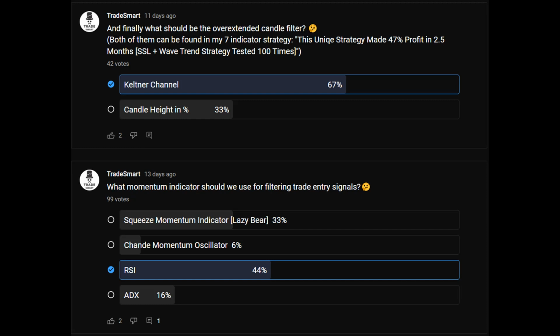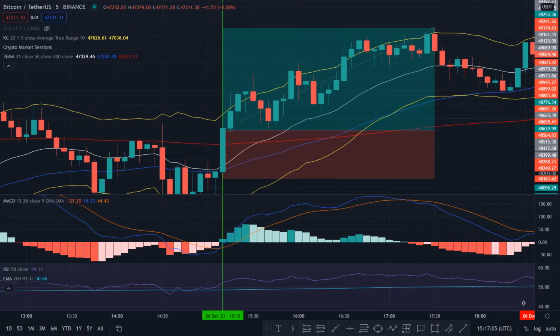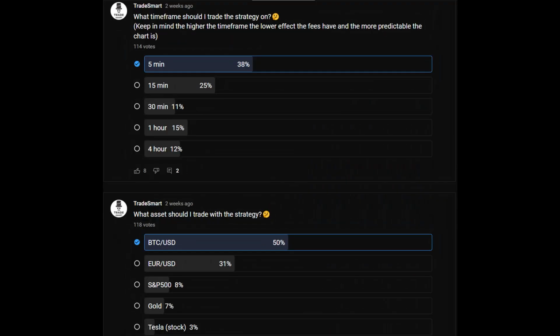For this strategy, I wanted to keep it simple, so we are going to use one entry indicator, one trend direction indicator, and two filter indicators. Based on your votes, we are going to backtest the strategy on the 5-minute time frame on the Bitcoin USDT pair. First, let's go over the entry indicator.